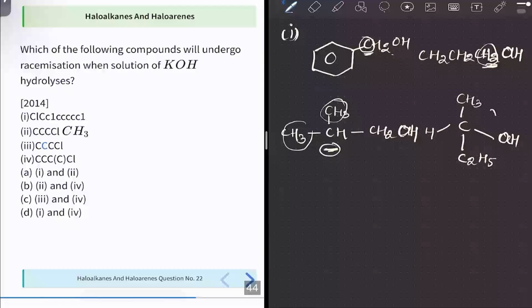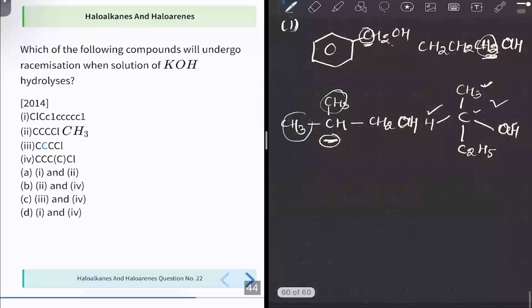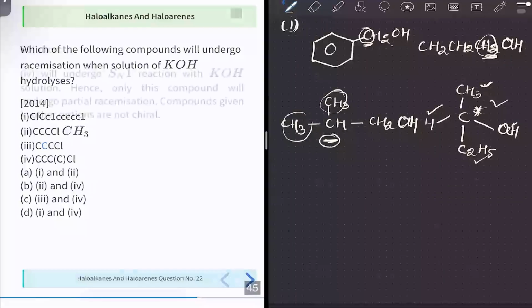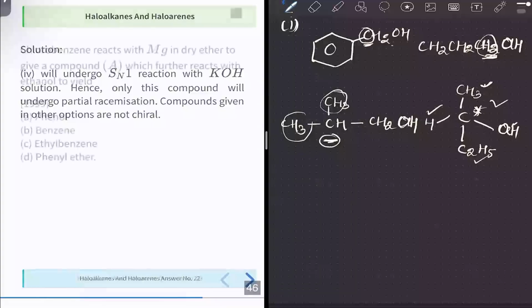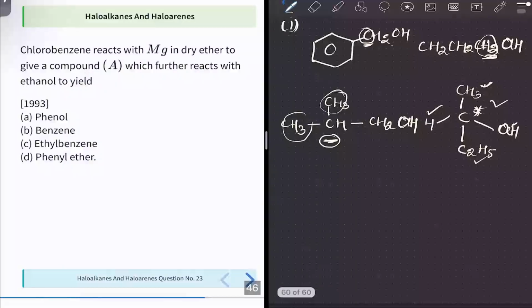Look at this compound. This carbon has four substituents, and all four are different. So this is a chiral carbon. It will form the optically active forms, that is D and L form, and racemize. So option D is correct here. Let's move on to the next question.